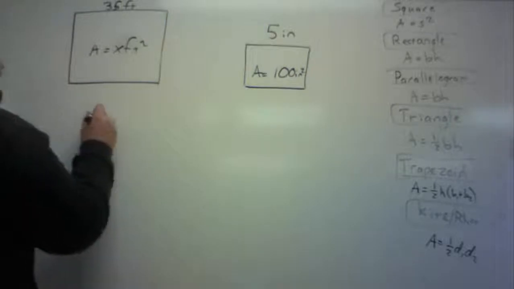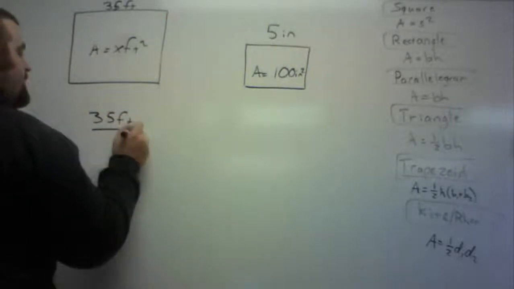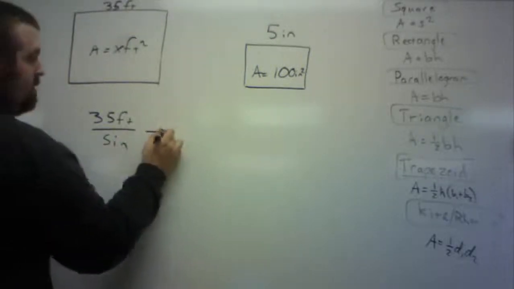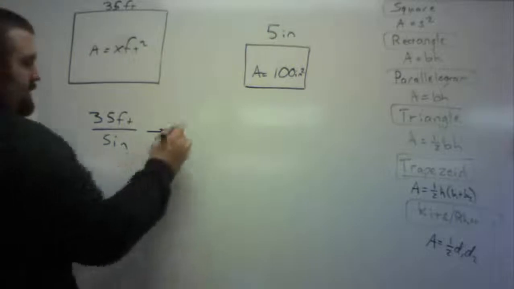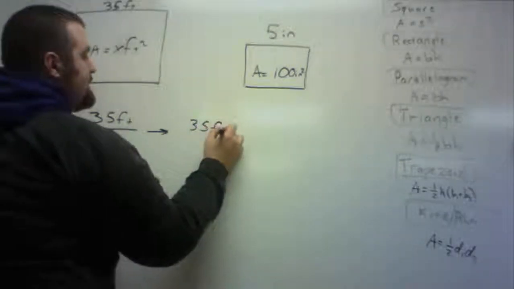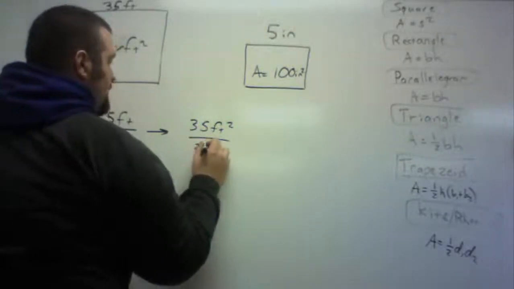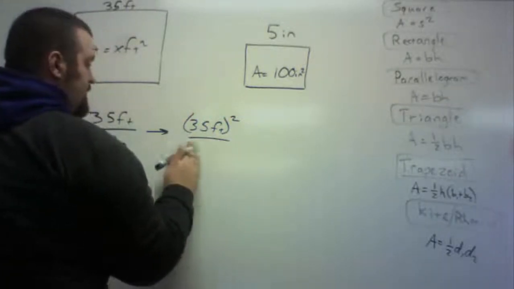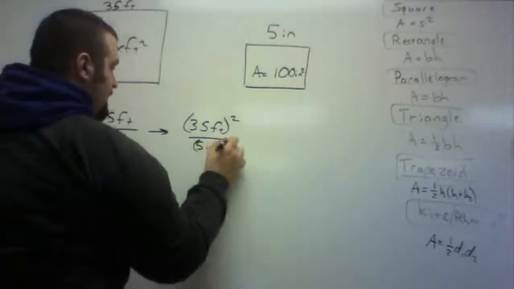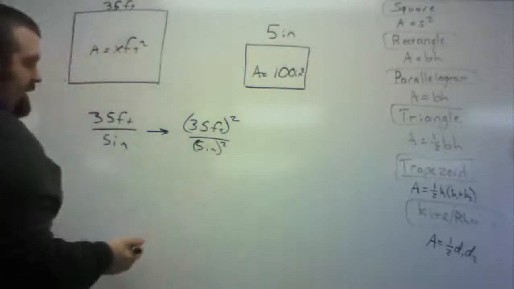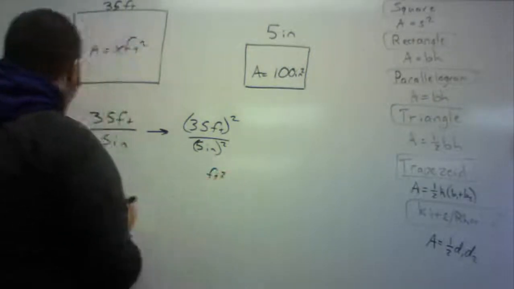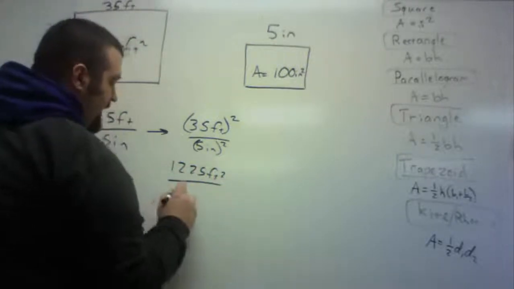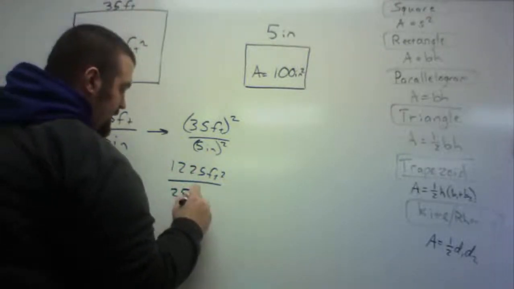What if I did 35 feet to 5 inches? That's length to the corresponding length. Well, area formula, that would be 35 feet quantity squared to 5 inches quantity squared, which, if I simplified that, would end up being 35 squared, which I don't know off the top of my head, 1,225, and 5 squared would be 25 inches squared.